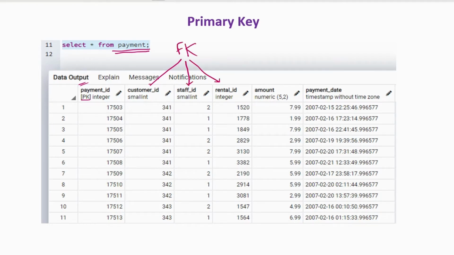Let's start first with this customer ID column. If you see, this column contains a lot of duplicate values, which is absolutely normal for a foreign key. But like any foreign key, this customer ID column is also referencing a different table where it will work as a primary key. So let's go ahead and see that child table.